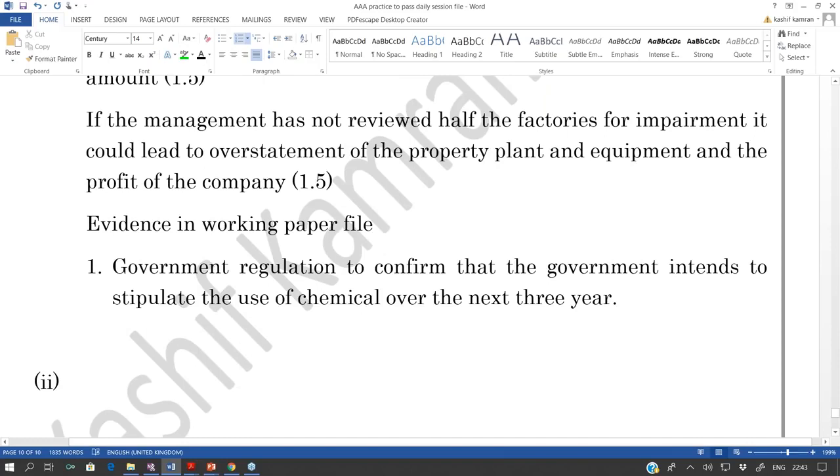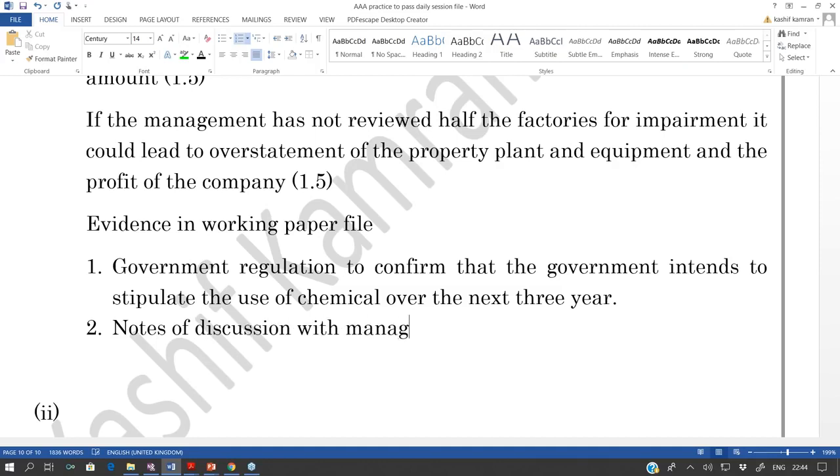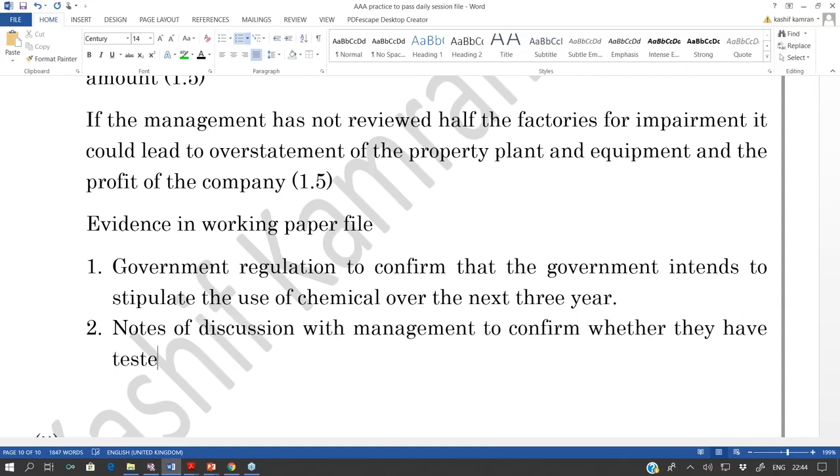Okay. Should I have the notes of discussion with the management to confirm whether they have recognized the impairment or not? I must have done a discussion with the management, right, to understand whether they have done the impairment or not. So I should have the notes of discussion with management to confirm whether they have tested the factories for impairment or not.